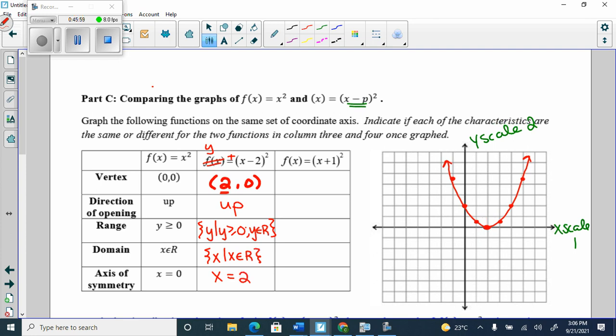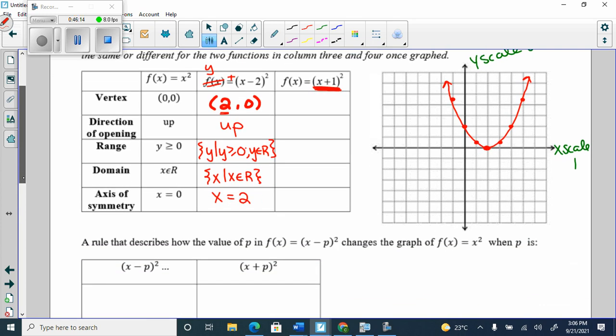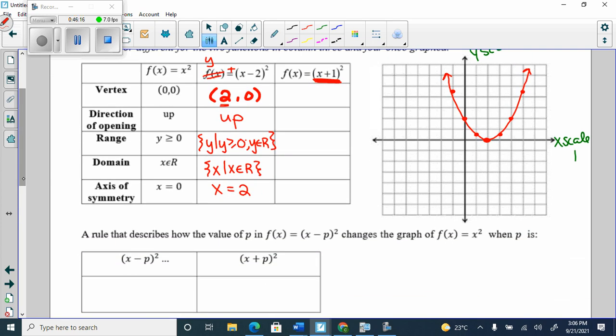What do you think is going to happen here? X plus 1. It's going to take my graph and move it 1 to the left, the opposite way. Right? That's all that happens. So let's go down here. Describe what happens. If I have x minus p, I actually move p to the right, so it's the opposite.